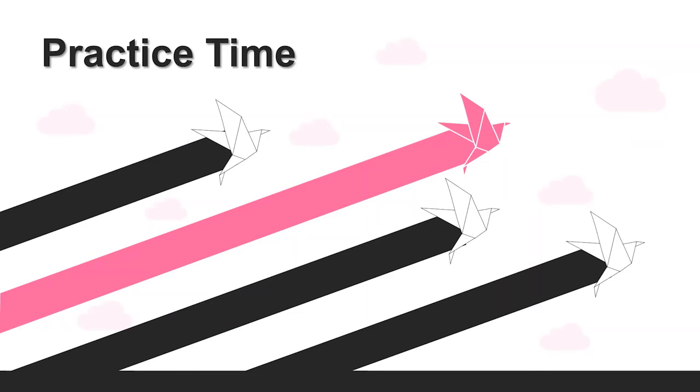Now, it's practice time. So we are going to create two different simple animations. So, at the first one, we are just going to use the main basic options for the animation. And at the second one, we are going to also use changing the color and also using duplicating frames.